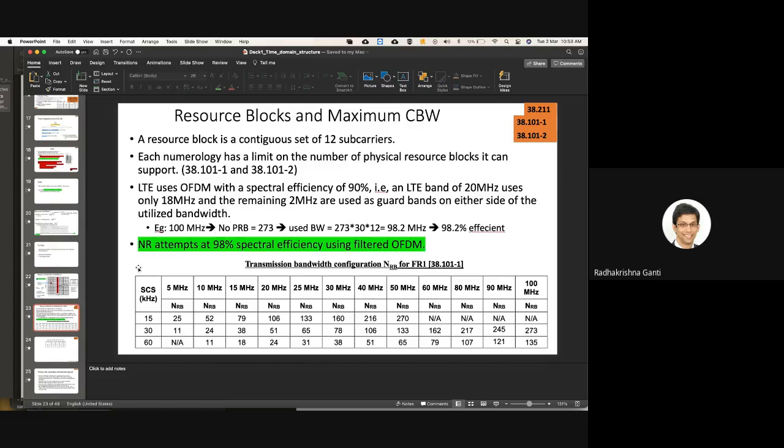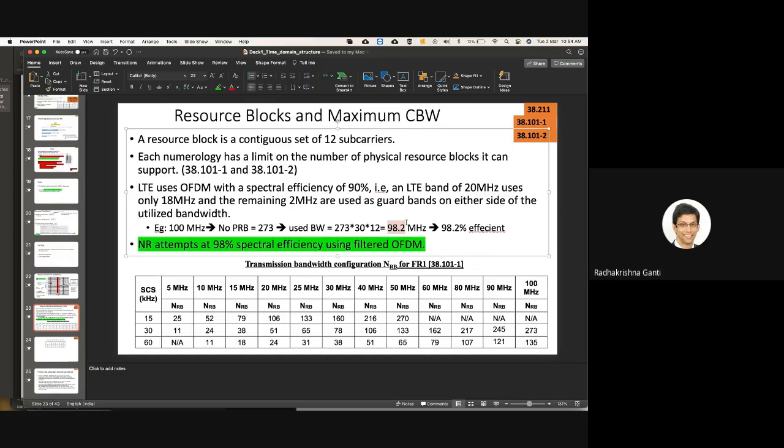So if you take 100 megahertz bandwidth and 30 kilohertz subcarrier spacing, you are using 273 resource blocks, and the effective bandwidth you are using is 98.2 megahertz. This implies you are 98.2% efficient. Compare this to LTE: for 20 megahertz, approximately 18 megahertz is used, with a 1 megahertz guard band on both sides. That is 90%. They also wanted to increase the spectrum efficiency of 5G, which is why they allowed more PRBs to be used in 5G NR.